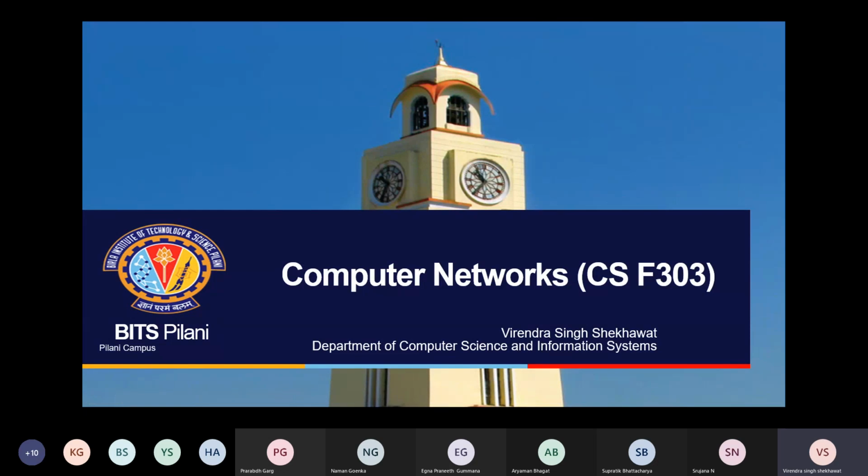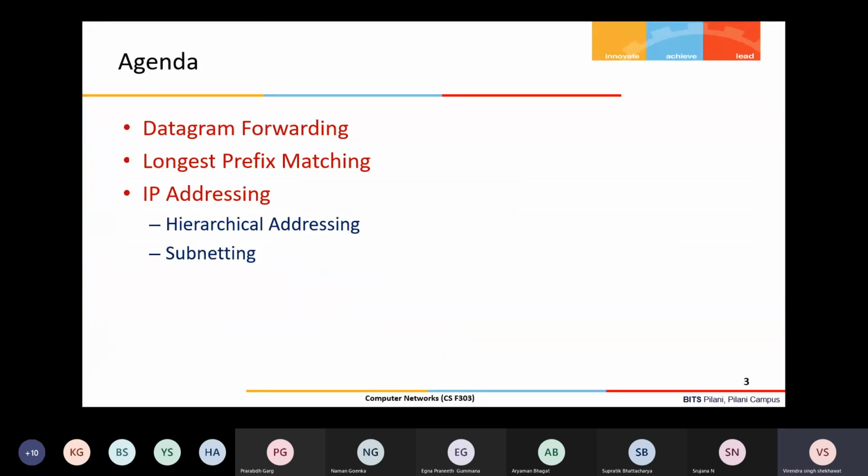Fine. So once again, very good afternoon to all of you. Today, although we have started the network layer in the previous class itself, meaning the basics of where the network layer fits in the layered architecture of the internet and what its role is, we already know that.